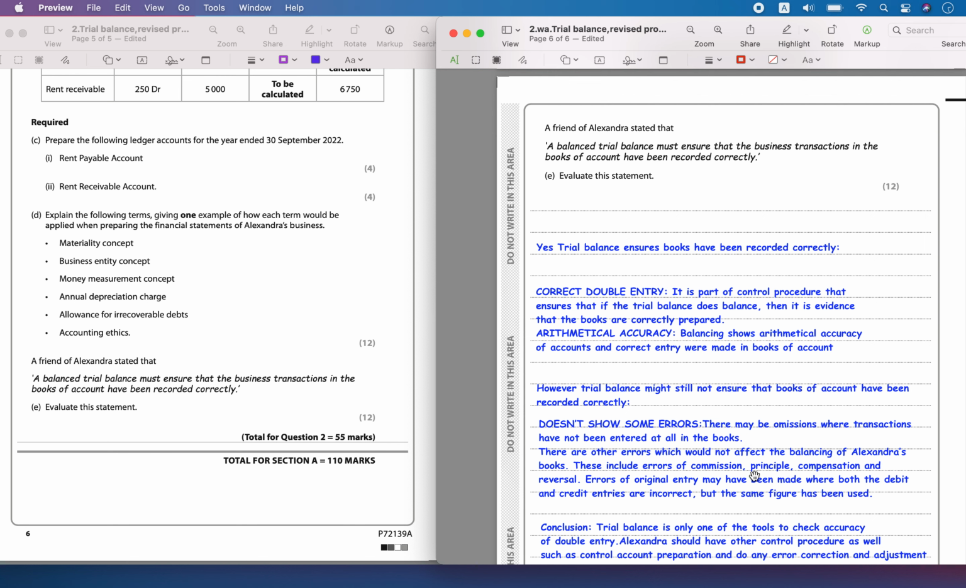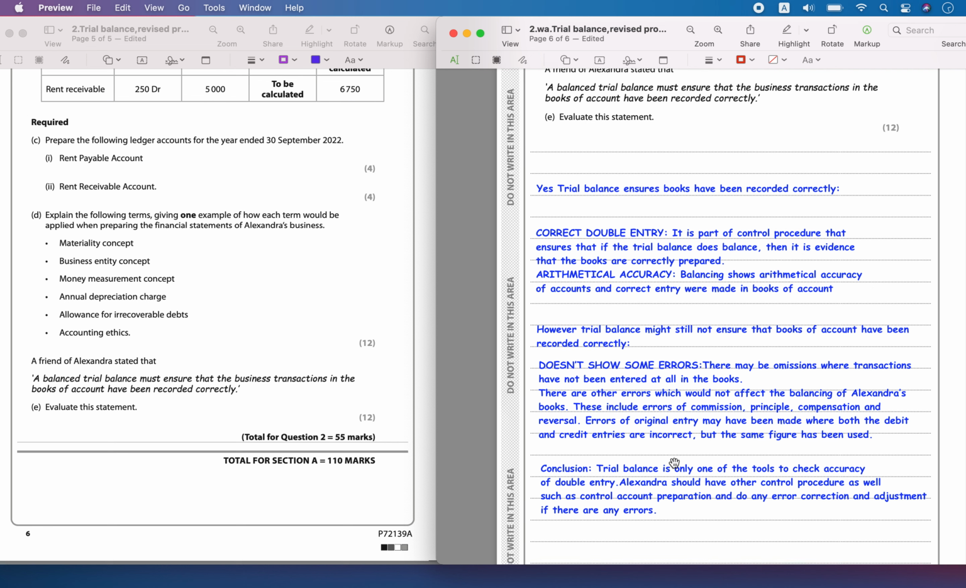And also some errors like errors of principle, commission, compensation, and reversal. Compensating errors, or reversal errors that just reverse the credit and debit entries, you will still not recognize in the trial balance. So some errors cannot be recognized by the trial balance.